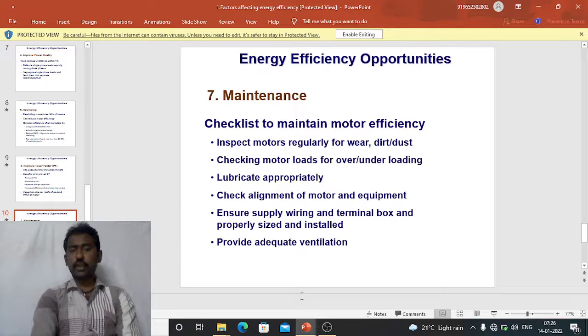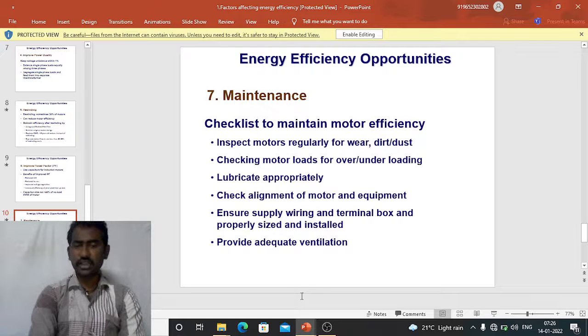Next, the seventh point is maintenance. So, the checklist for maintaining motor efficiency: inspect motors regularly for wear and dust, check motor loads for over or underloading, check that lubricants are applied properly, check the alignment of the motor and equipment, ensure the supply wiring and terminal box are properly sized and installed, and provide adequate ventilation.